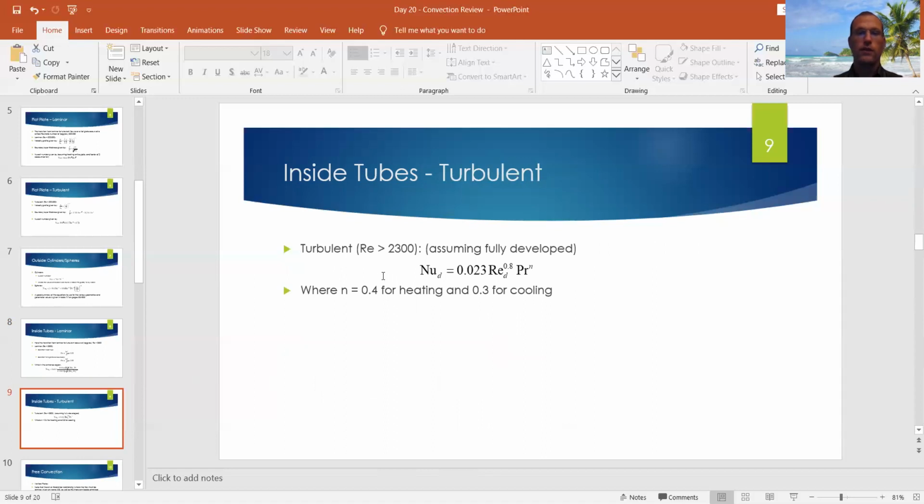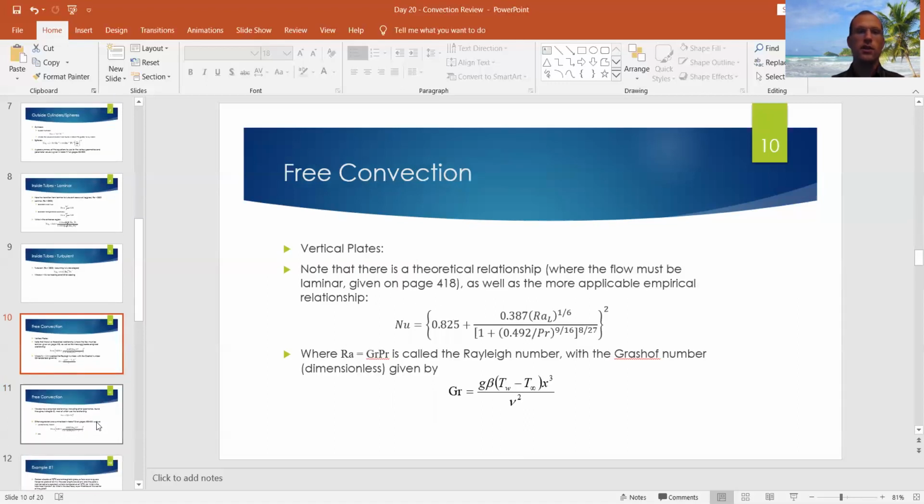In the turbulent case, again, a different equation for Nusselt number: 0.023 Reynolds number to the 0.8 power, Prandtl number to the n power, depending on whether the fluid is being heated up or cooled down. If the fluid is being heated up, I have 0.4; if it's being cooled down, it's 0.3. Again, this is assuming it's fully developed, so outside the entrance region. Those are the important equations for forced convection, the ones we see a lot. Of course, there are others in the textbook for other scenarios.